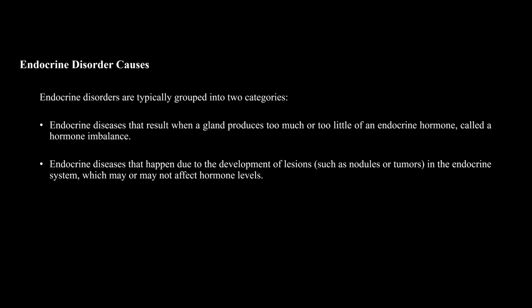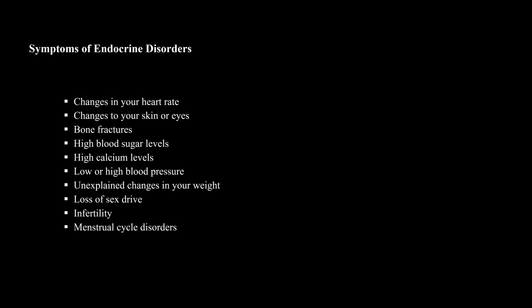Endocrine gland disorder occurs when the gland produces too much or too little endocrine hormone, called hormone imbalance. Symptoms of endocrine disorder: change in heart rate, change in skin or eyes, bone fracture, high blood sugar level, high calcium level, low or high blood pressure, unexplained change in your weight, loss of sex drive, infertility, menstrual cycle disorder.